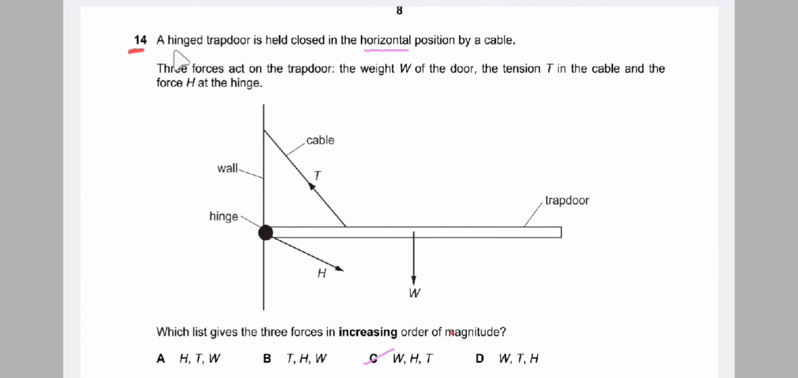In question number 14, a hinged trapdoor is held close to horizontal position by a cable. So the door is horizontal. Which list gives the three forces in increasing order of magnitude? So these three forces are acting on the door. As the door is horizontal, the upward force is equal to the downward force. Since the upward force is equal to the downward forces, this upward force must have a higher value because it is equal to the sum of the two downward forces. So obviously T has to be a higher value. And so the higher value is in option C. So the answer is C.